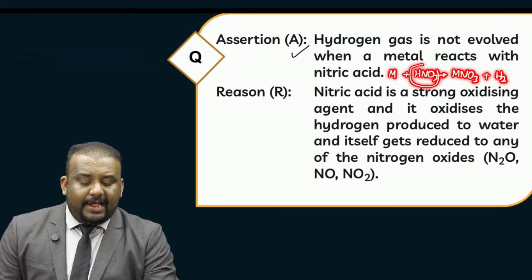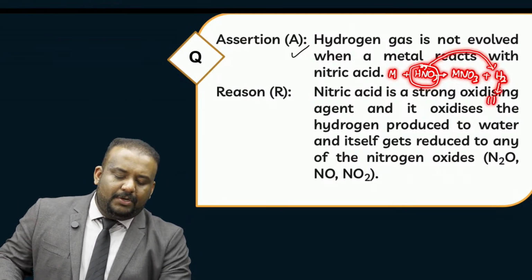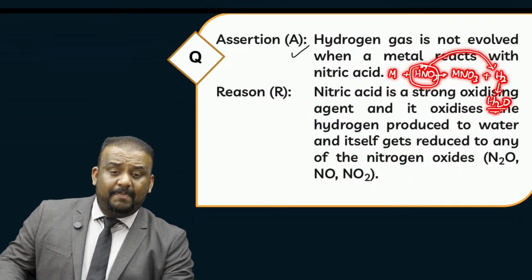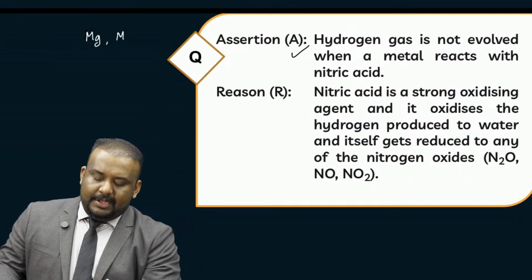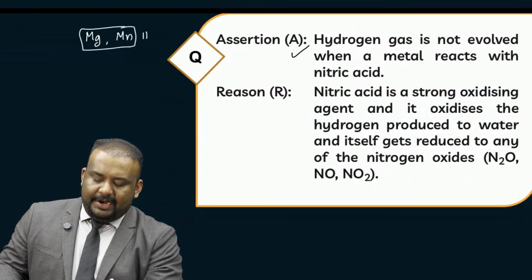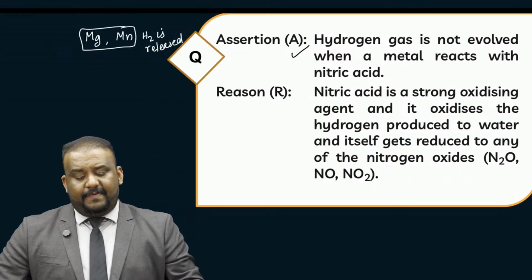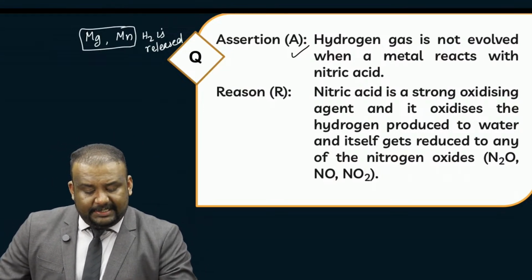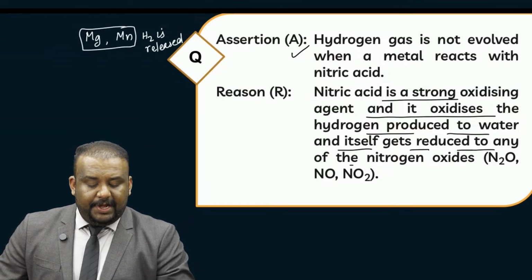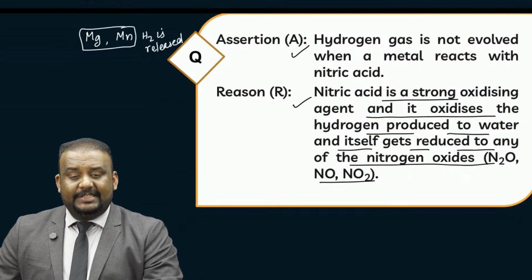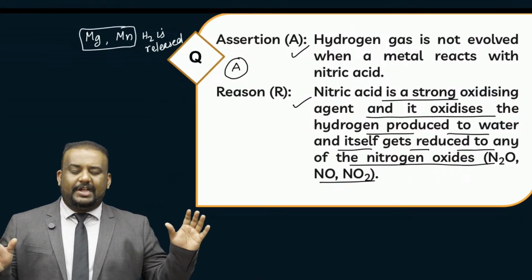But the problem is, nitric acid, apart from being an acid, is a strong oxidizing agent. It will oxidize this H2 into H2O. So we don't see hydrogen gas coming up except in case of two elements, magnesium and manganese. In these two cases, hydrogen is released. So assertion is true. And the reason says nitric acid is a strong oxidizing agent, and it oxidizes the hydrogen produced to water and itself gets reduced into any of the nitrogen oxides. That is indeed the reason why hydrogen is not liberated.